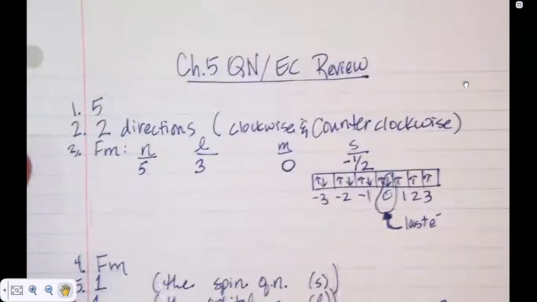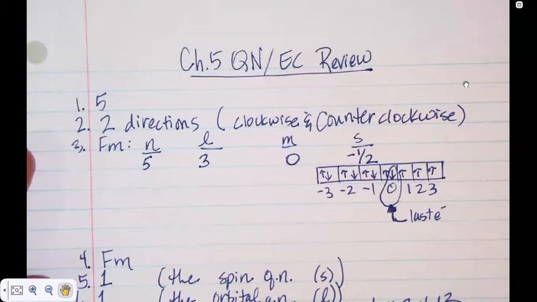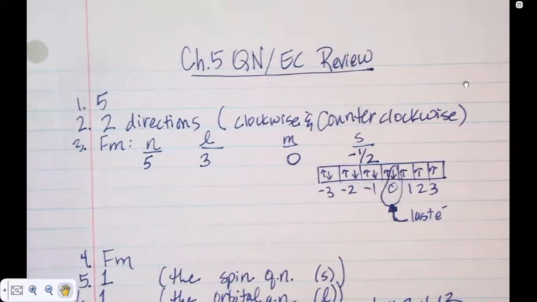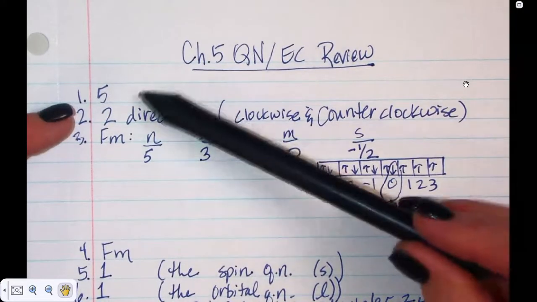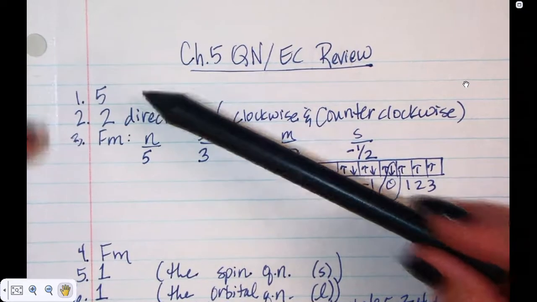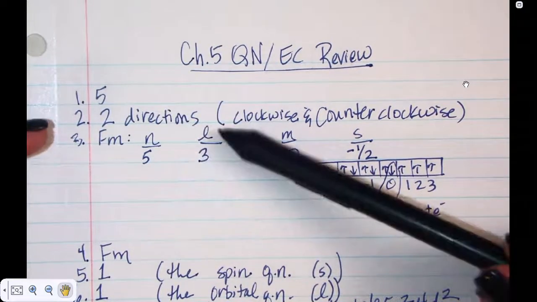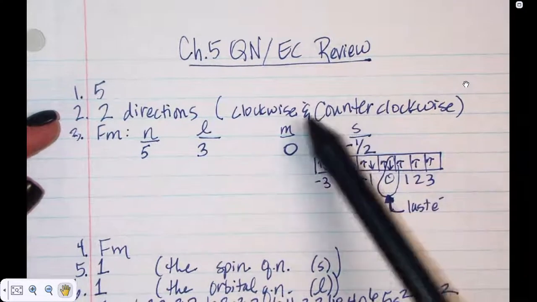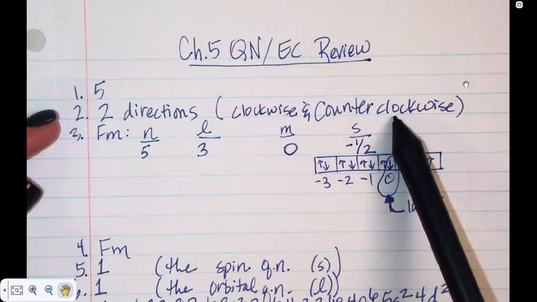For number 1, you should have said 5. It says, how many subshells or orientations does a d orbital have? That is 5. D has 5 orientations. Number 2 was 2 directions. The electron can spin clockwise and counterclockwise.